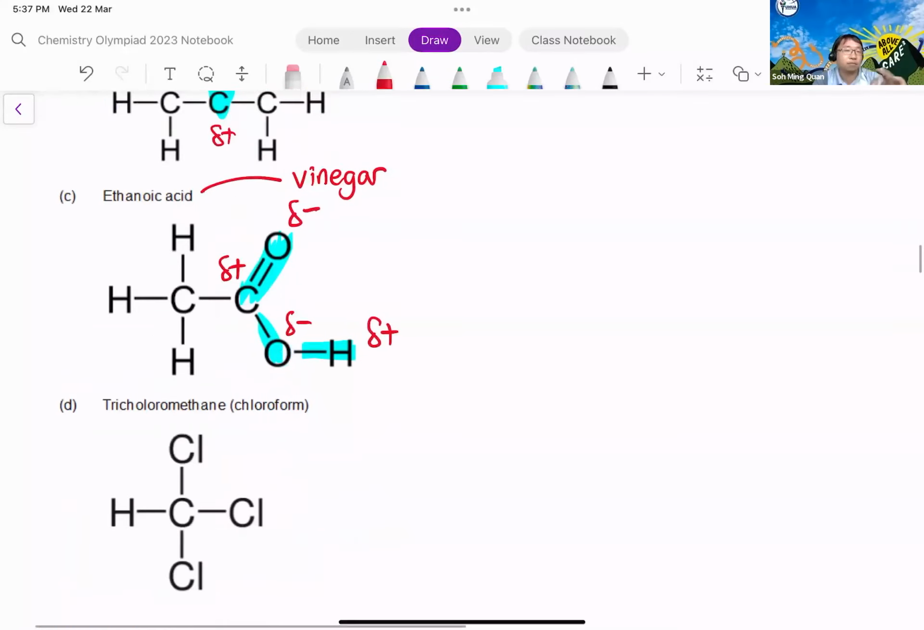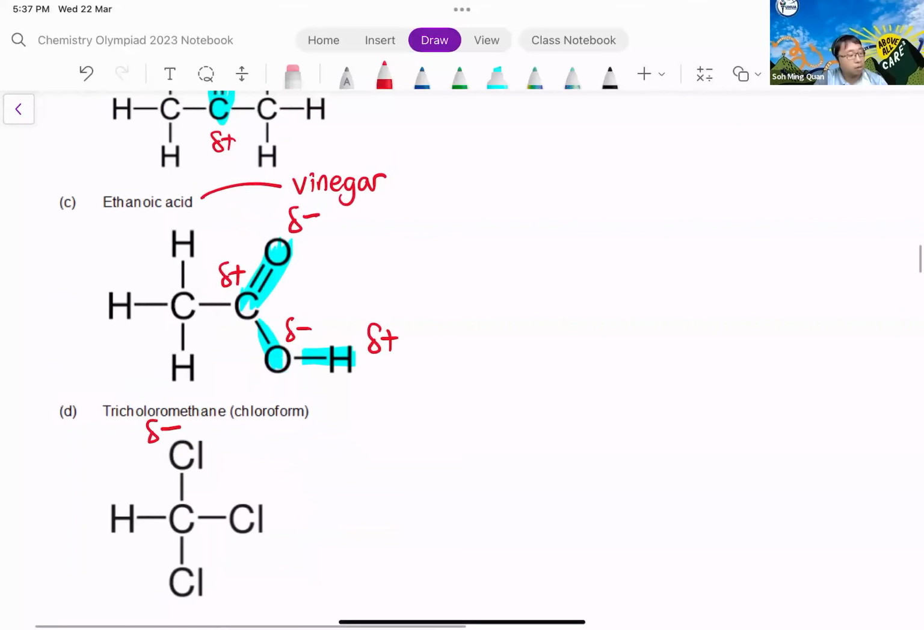All right. Finally, the last one, chloroform, trichloromethane. So again, CH is not polar, but CCl is polar. CCl is polar because chlorine is 3.0, carbon 2.5. 3.0 minus 2.5, that is 0.5. Chlorine is more electronegative than carbon. Okay, so that's how the partial positive and negative will be in a molecule of chloroform.